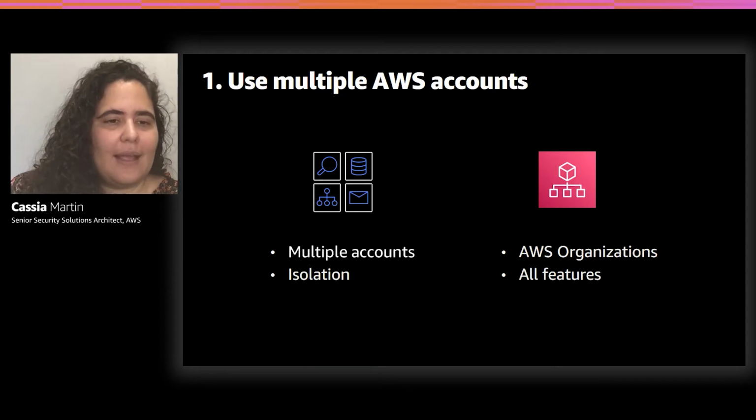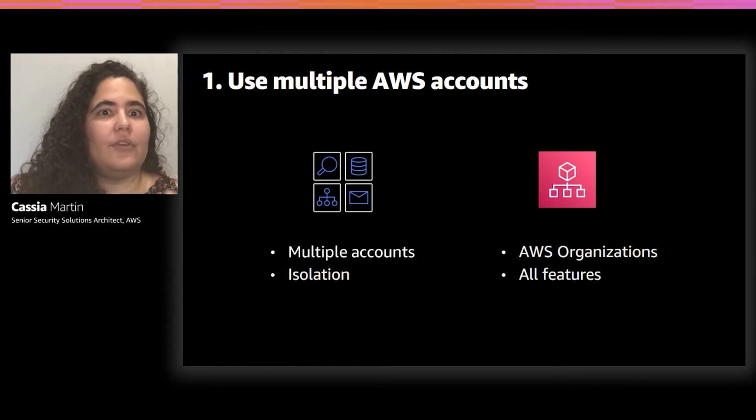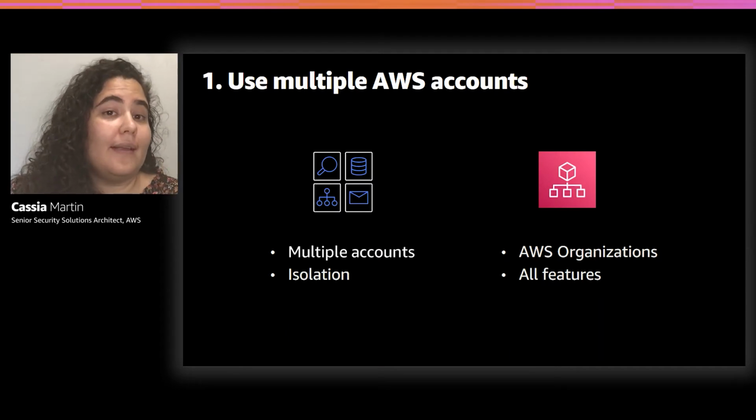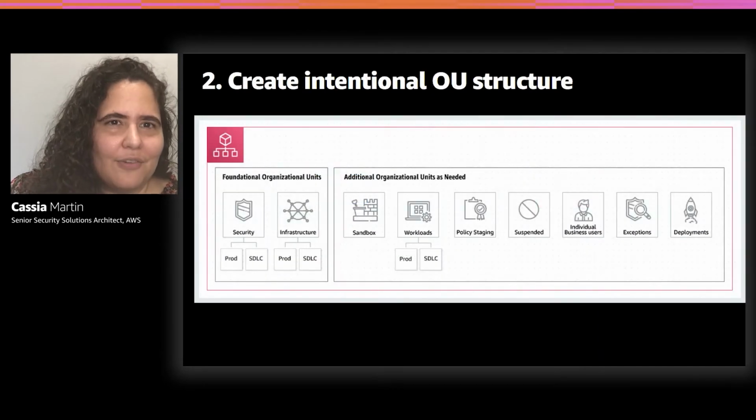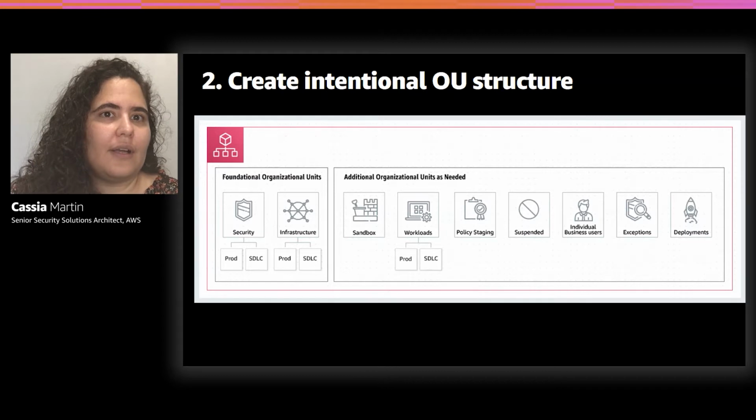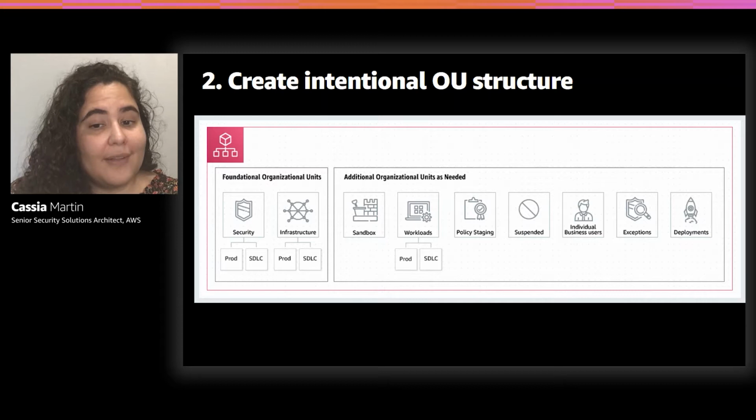So I mentioned that AWS Organizations lets you have multiple accounts under it, and it also lets you create organizational units to structure your accounts. So that's my second health check for you. Make sure you're using an intentional OU structure. Take a look at your AWS Organizations environment. It's a very powerful tool, so as you use it, you should make sure that your organizations reflect your business, your workloads, maybe even your business structure.